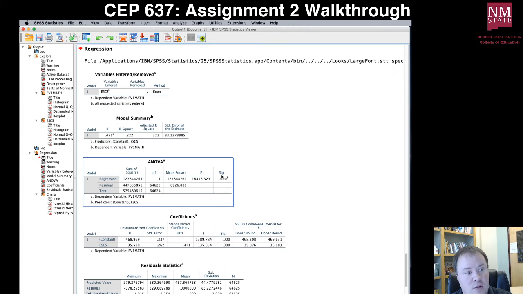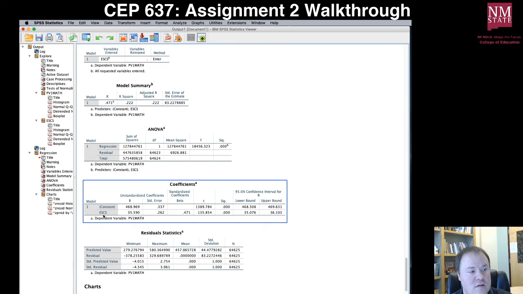The ANOVA table tells us that this model, the overall model, is statistically significant. The F-score is ginormous, 18,456, which means that this p-value is going to be extremely small. The problem with this is that this could be influenced by the really high sample size. So we have to be careful and withhold some judgment here, but the overall model is statistically significant.